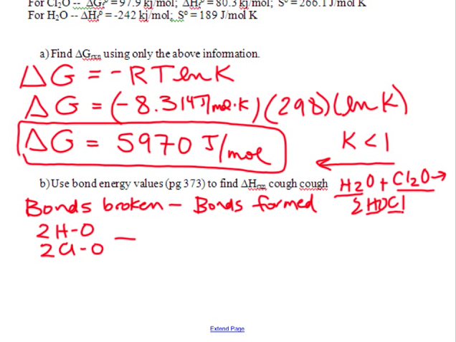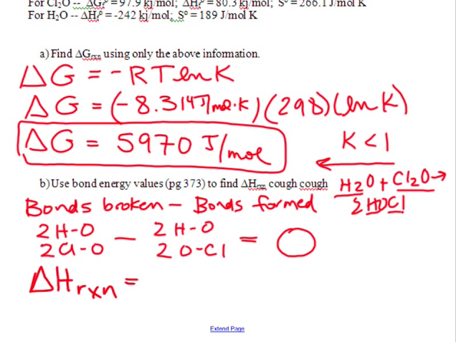Bonds formed. And? What does that mean? Yep, 0. Delta H equals 0. We're breaking and reforming the same bonds. So delta H of our whole reaction is 0. Joules or kilojoules? Doesn't really matter. We'll just say joules. Either one. 0 is 0.